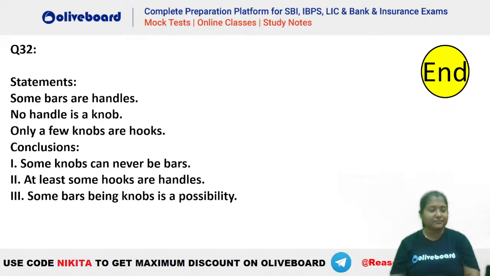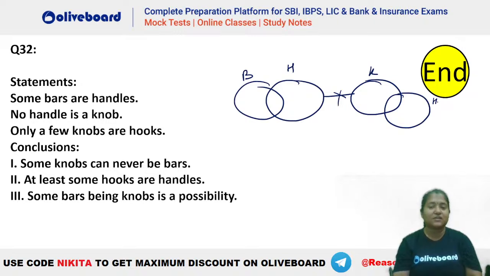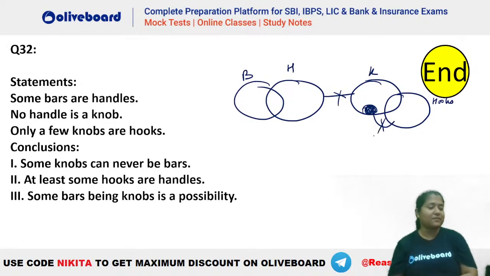Only 1 and 3? Only 3? So chalo, let's try. Some bars are handle will be something like this. No handle is a knob would be like this. Only a few knobs are hooked. So you can see some knobs are hooked and some knobs are not hooked. This is the diagram that you will be getting.